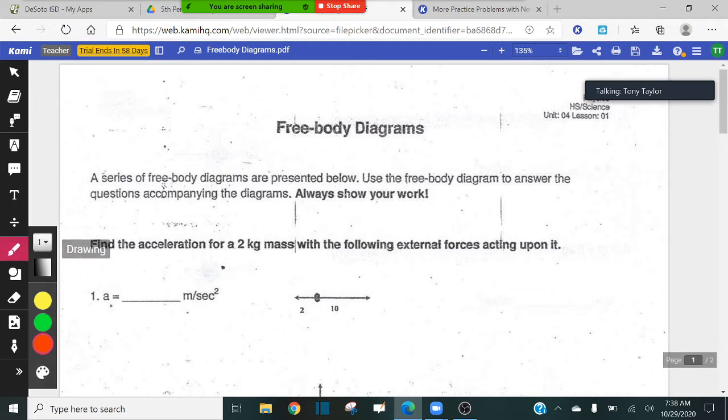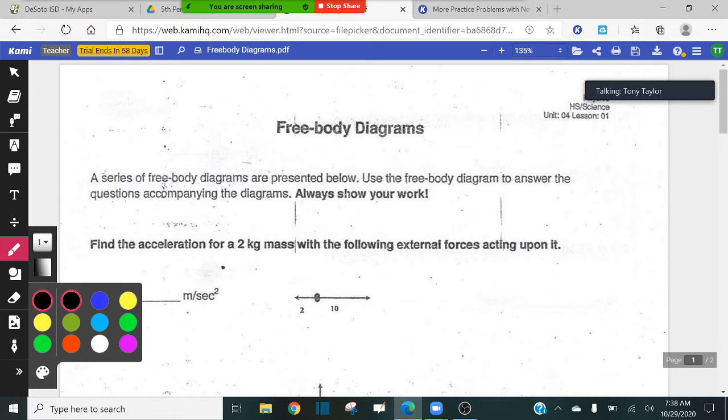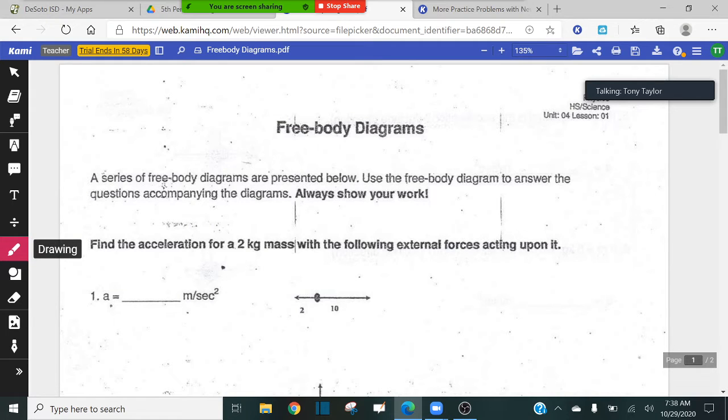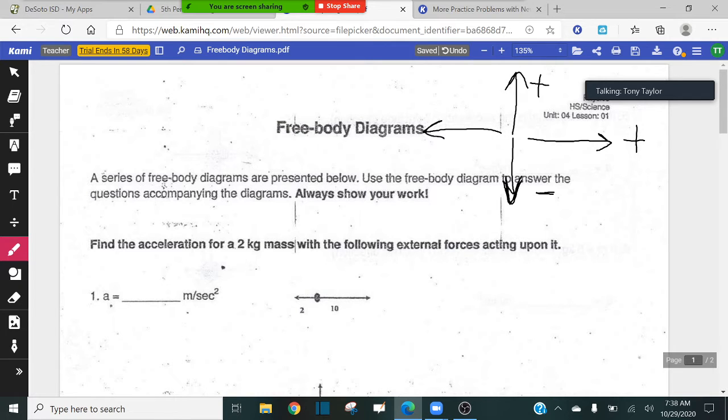And of course, whenever you're analyzing a free body diagram, let me just give you guys a general thing you want to do. The first thing you want to do is look at the direction of your forces. And guys, if you remember, any force that is acting up, you want to call positive. Any force that's acting downward, you want to call negative. And any force that's acting to the right, you want to call positive. And any force that's acting to the left, you want to call negative. Okay, so just get in the habit of doing that as a general rule.